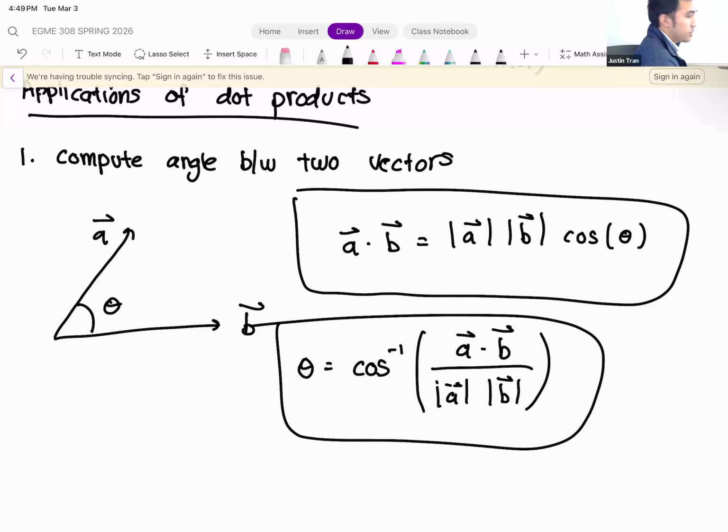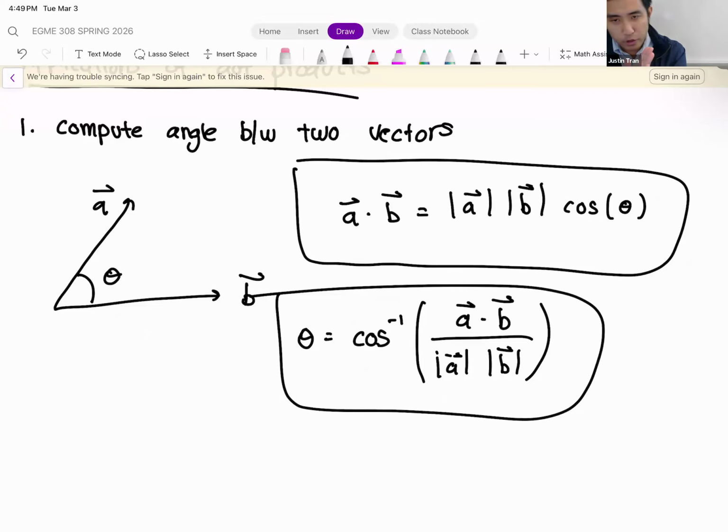All right, so I think this is the first thing that you use dot products for, to find the orientation between two vectors. Now there are special cases, of course. If two vectors are perpendicular to each other, then their angle is going to be 90 degrees.